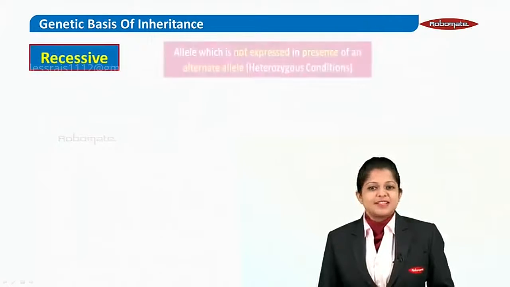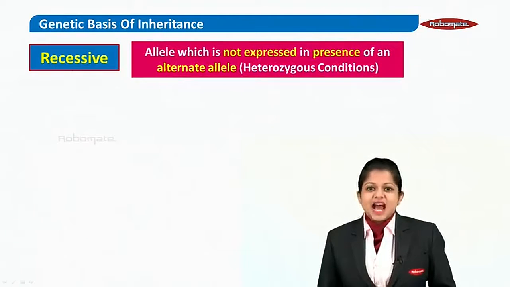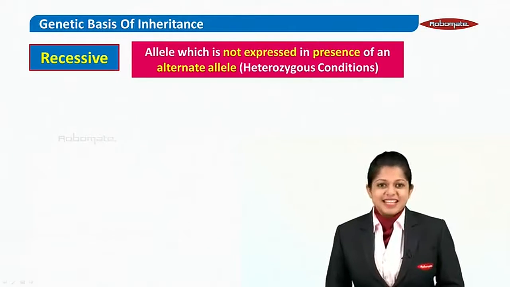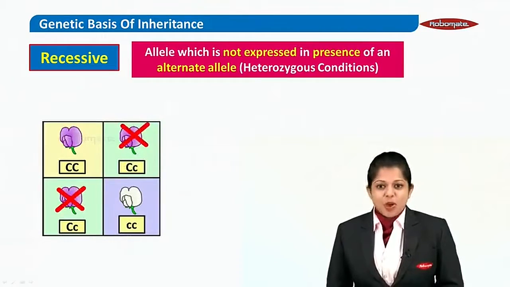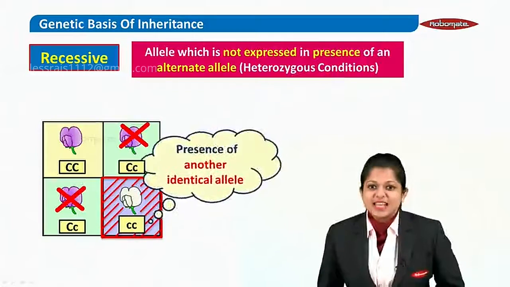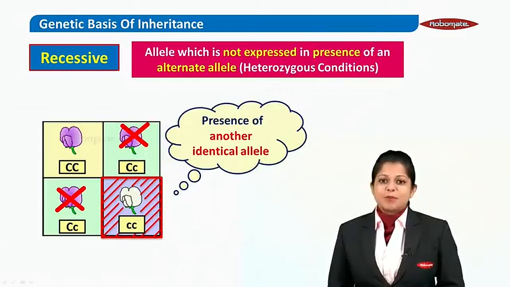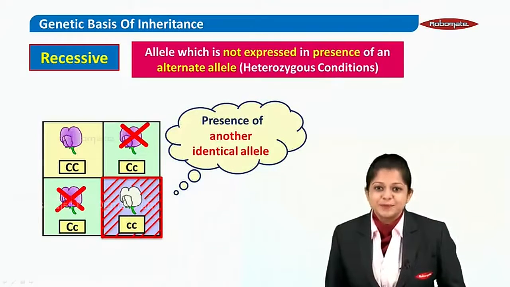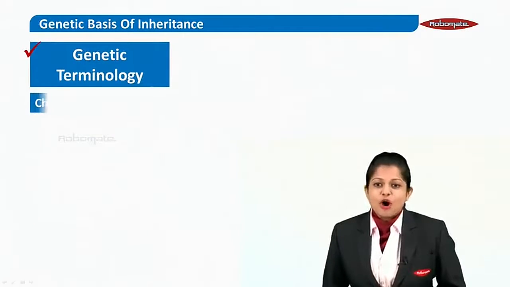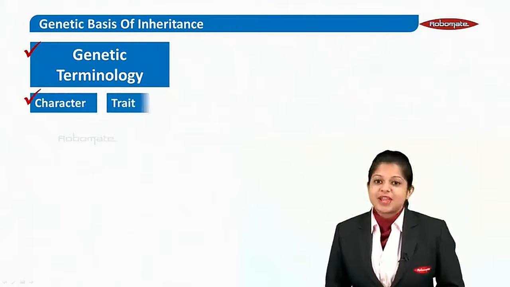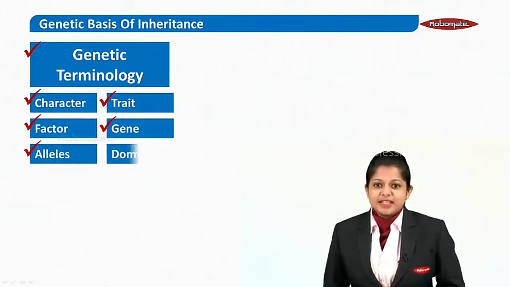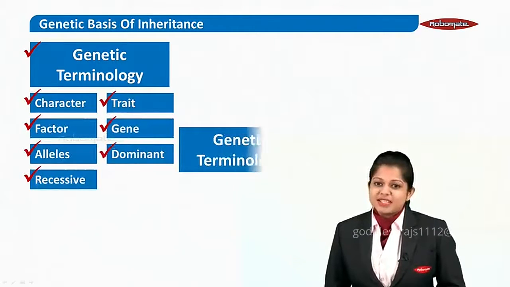So what is recessive? Recessive alleles are the ones that are not expressed in the presence of the alternate alleles. That is, they are the ones that do not get expressed in heterozygous conditions. They can only express in the absence of the dominant allele. So here we finish the first half of the definitions, that is character, trait, factor, gene, alleles, dominant and recessive.